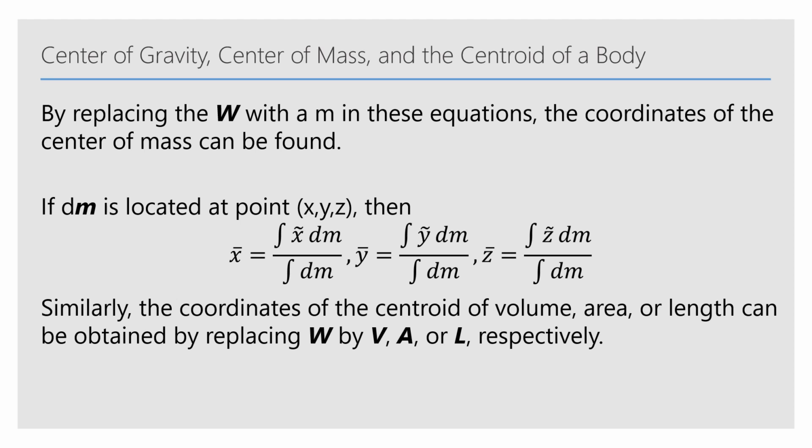By replacing the W with an m in these equations, the coordinates of the center of mass can be found. If the change in mass is located at a point x, y, z, we have the same formula as before, but this time we're replacing weight with mass. Similarly, the coordinates of the centroid of a volume, area, or length can be found by doing the same thing, replacing m with V, A, or L, respectively.